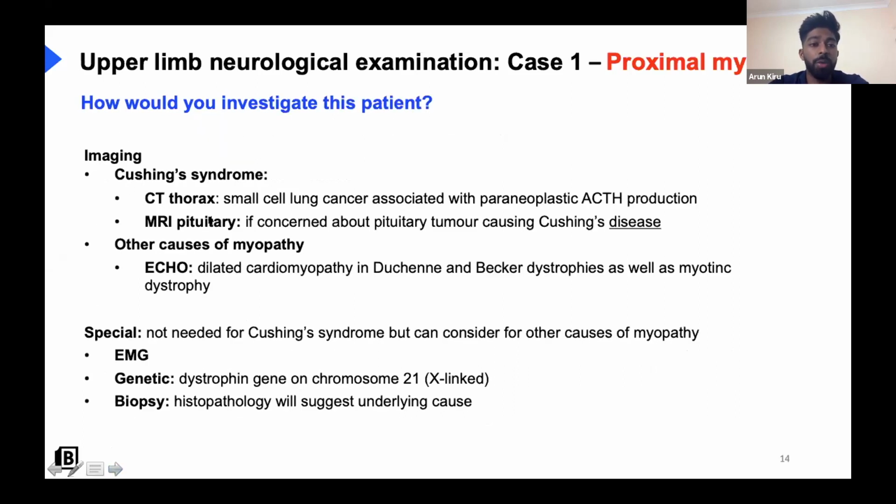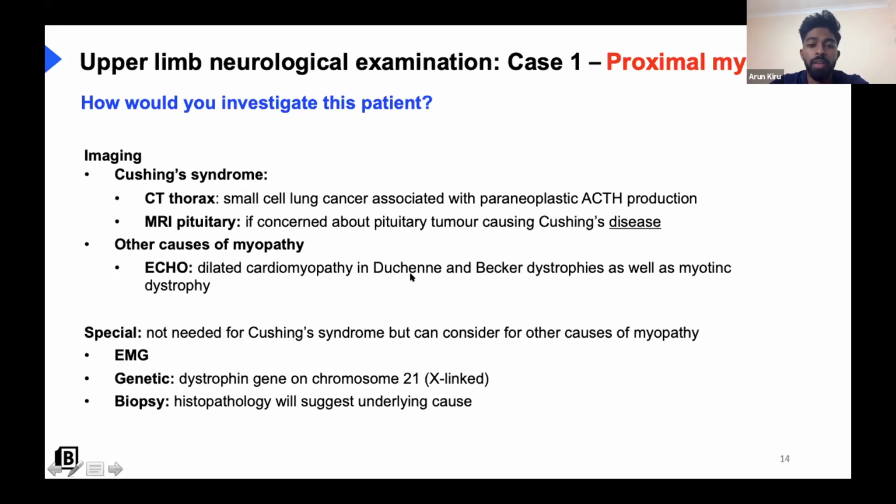Imaging now for Cushing syndrome, I want to do an MRI pituitary because I'm worried about pituitary tumor causing Cushing's disease. So Cushing's disease is basically when the pituitary tumor releases ACTH, which goes on to cause cortisol release from our adrenal glands. So it's just one step behind, causing that elevated cortisol levels. We've got a good diagram of this later on, so you could check that. I'd also like to do a CT thorax because I know small cell lung cancer is associated with ectopic ACTH production. Once again, the ACTH goes on to cause raised cortisol levels from the adrenal glands. So those are both for Cushing's syndrome.